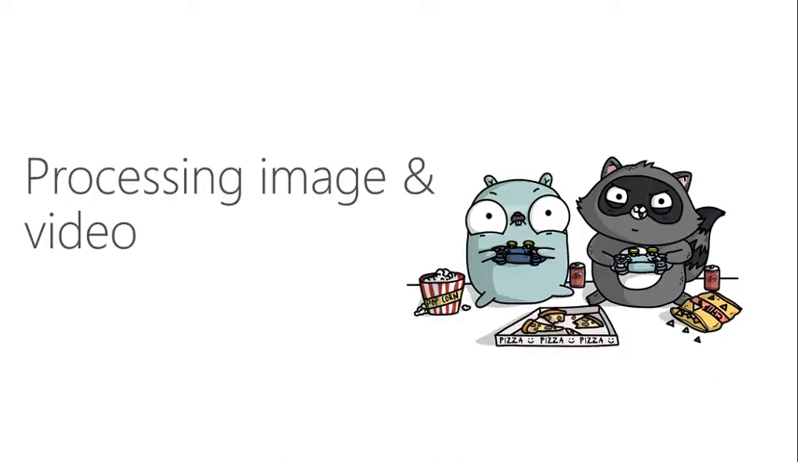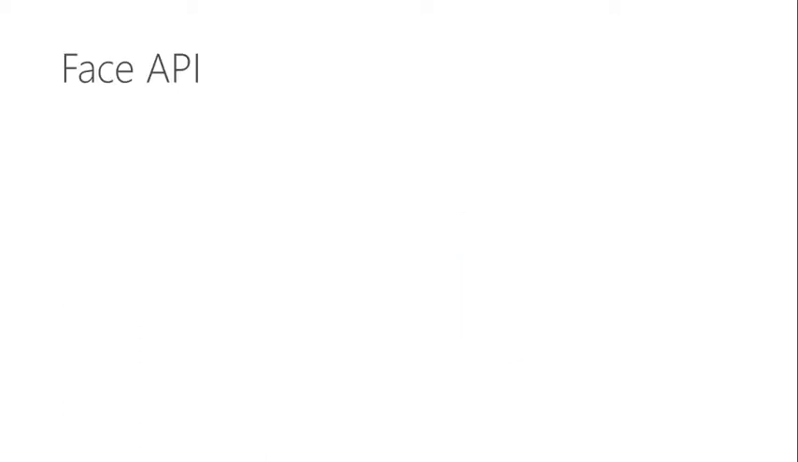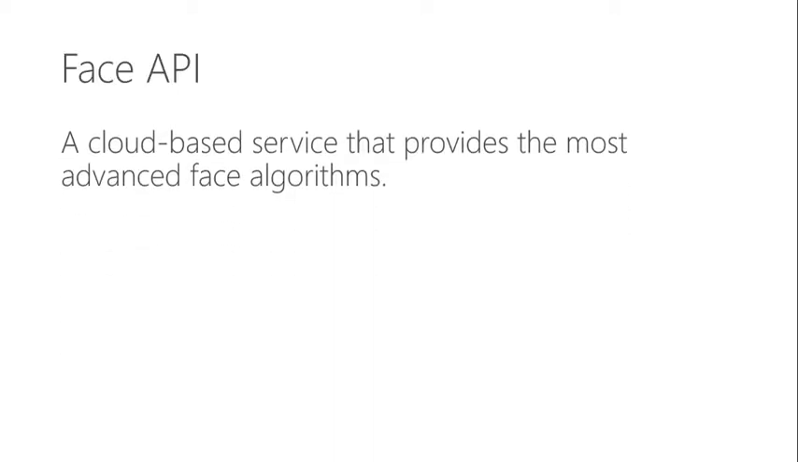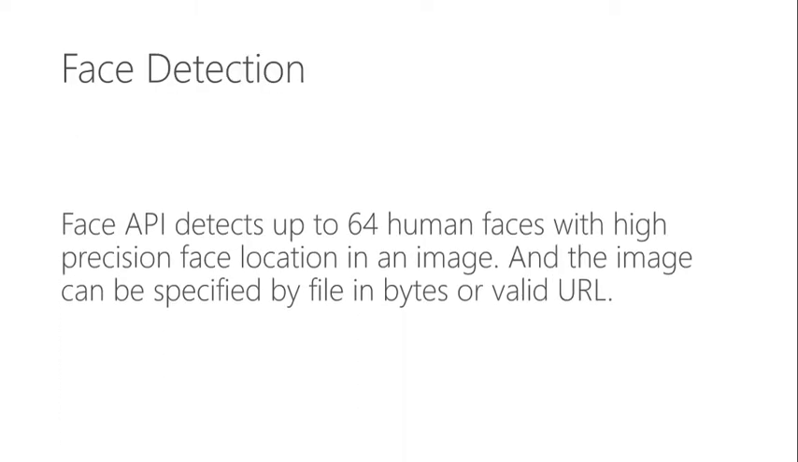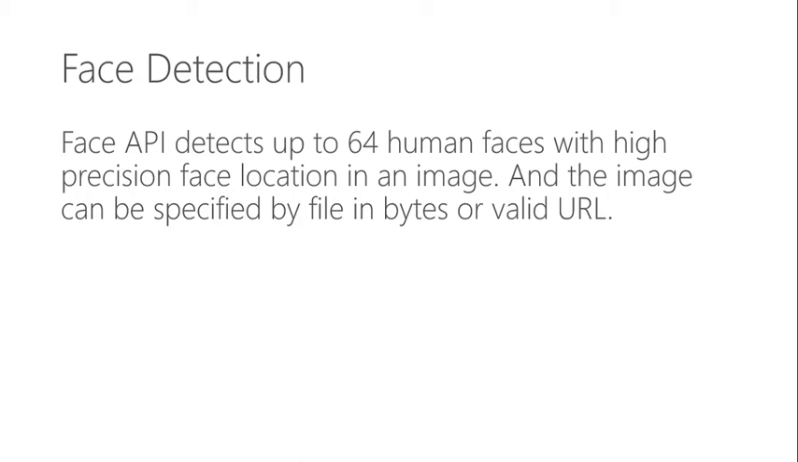Processing image and video is the last topic that we discuss. After that, we will show you a demo for the Face API, a cloud-based service that provides the most advanced face algorithms. Face API has two main functions: face detection with attributes, and face recognition. For face detection, Face API detects up to 64 human faces with high precision face locations in an image, and the image can be specified by file in bytes or valid URL.